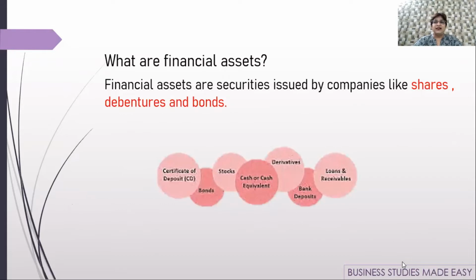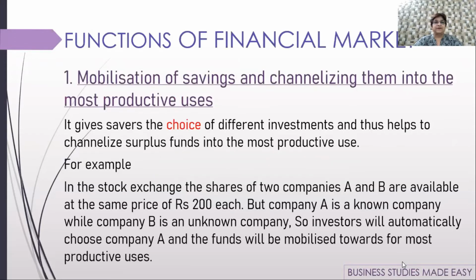Now, what are these financial assets that we're talking about? Those are bought and sold in the financial market. These assets are shares, debentures, and bonds. They're also called securities. Now come to the functions of the financial market. Now you must have made a rough idea as to what a financial market would be. Stock exchange is a type of financial market. It's one part of the financial market. So you can keep that at the back of your mind to be able to understand it better.